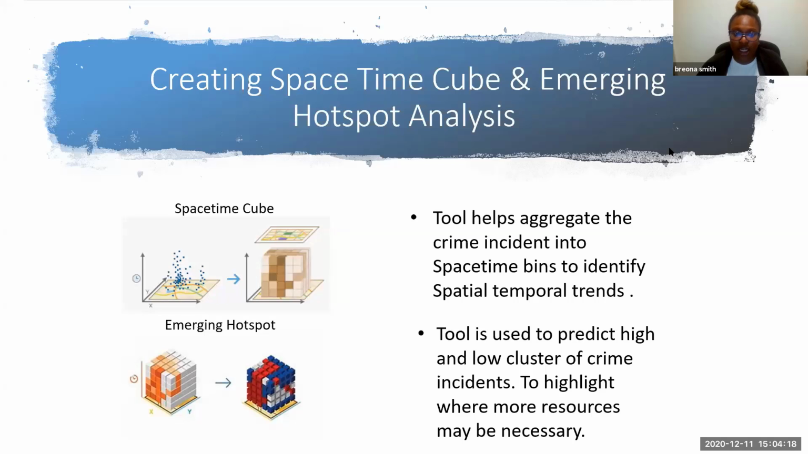Next, I created the space-time cube and ran the emergent hotspot analysis. The space-time cube allowed me to take the crime incident points and put them into bands. So my distance interval was 30 meters. This was the space dimension for the distance, and I had a time interval of 1 month. So any point that fell within 30 meters and 1 month would be in the same band, and so on.